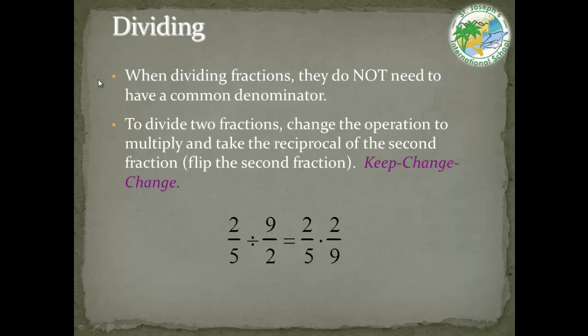The second part of this lesson is about dividing rational numbers. This lesson consists of 3 parts. The first part, multiplying. The second part, dividing. The last part, properties of multiplication and division. Now, when dividing fractions, they don't need to have a common denominator.